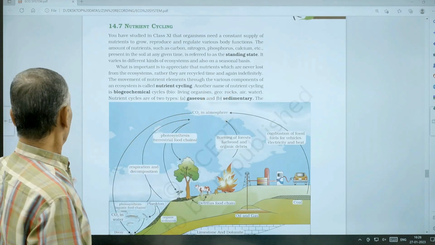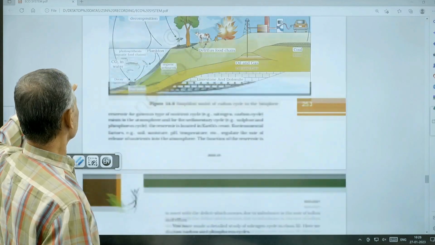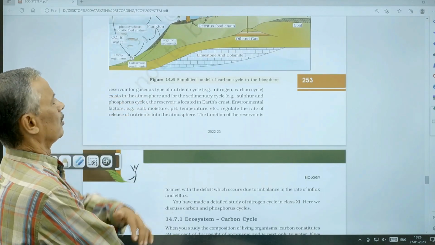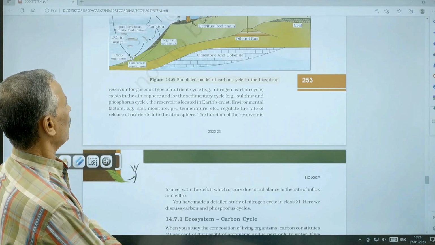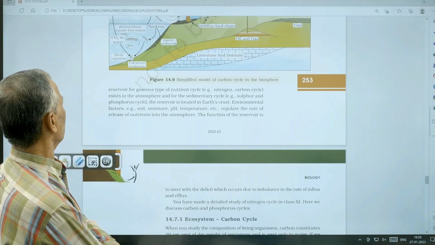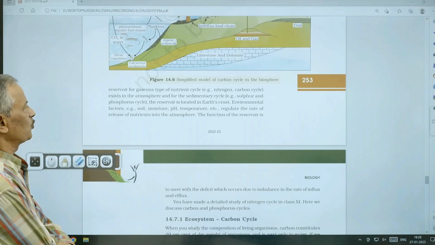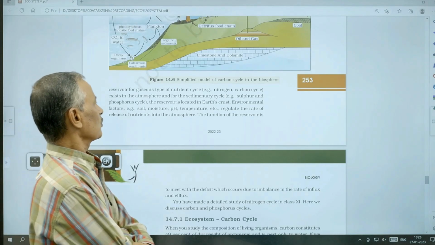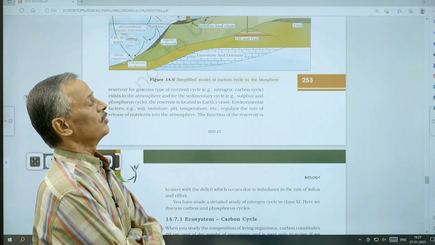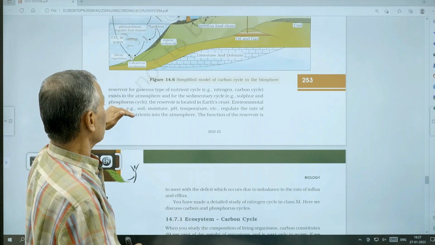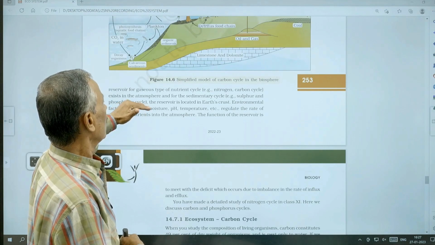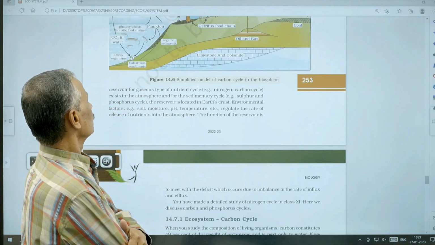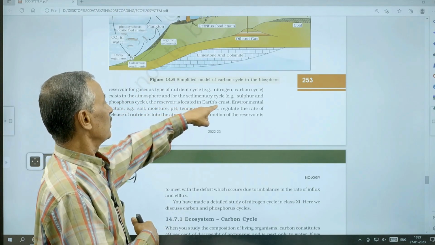Okay, the gaseous cycles are having a gaseous reservoir, a reservoir for gaseous type of nutrients, that is nitrogen, carbon cycle. They exist in the atmosphere. And for sedimentary cycle, the reservoir is earth crust. Sulfur, phosphorus are typical examples for the sedimentary cycle. So the reservoir is earth crust.